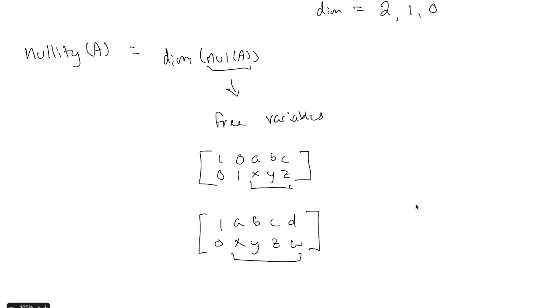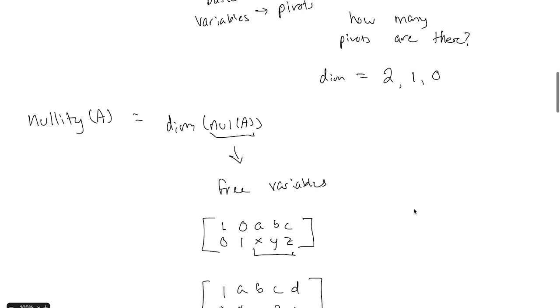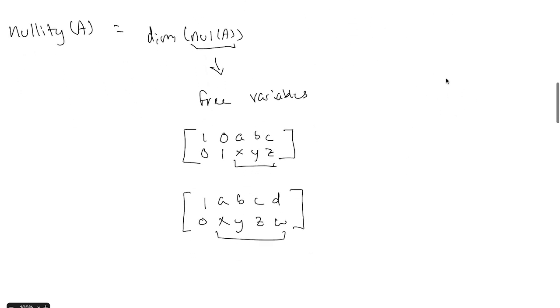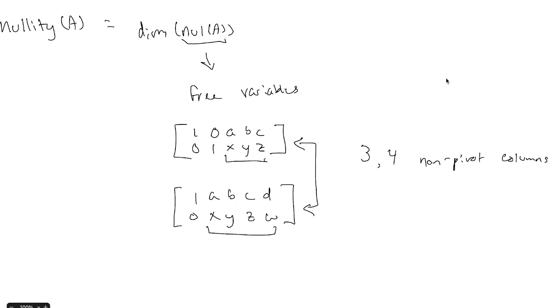Actually, now looking back at this, there should always be 1 pivot. So disregard this 0 here. I apologize, I realized that I messed up there. But this still applies the same. There are either going to be 3 or 4 non-pivot columns. And the number of non-pivot columns is our dimension. So our dimension is equal to 3 or 4, one of those two.